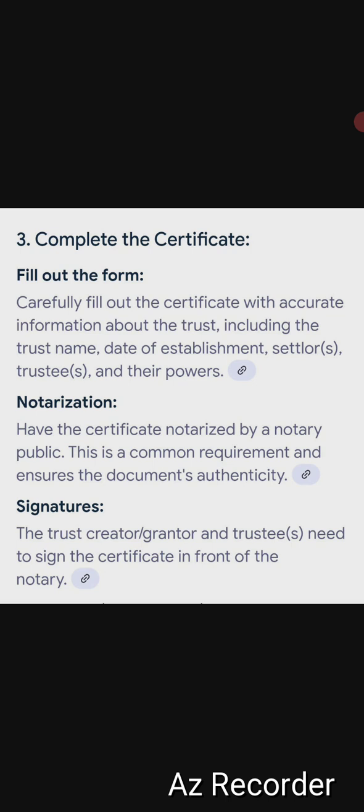Fill out the form. We covered that already. Notarization. Have the certificate notarized by a notary public. Remember we talked about notary public? Nope. If it's a private express trust, then you would not use a notary.